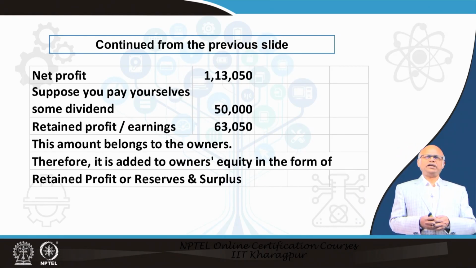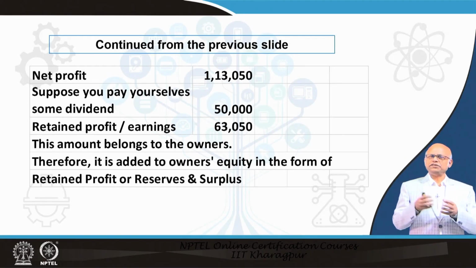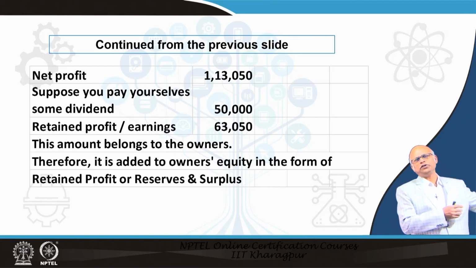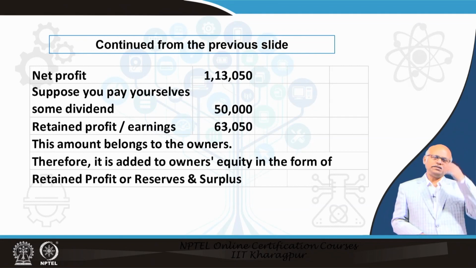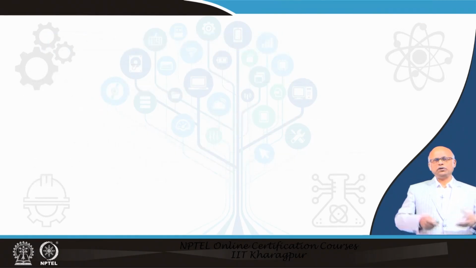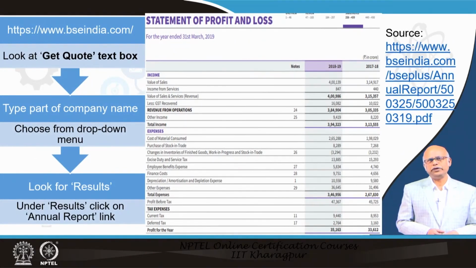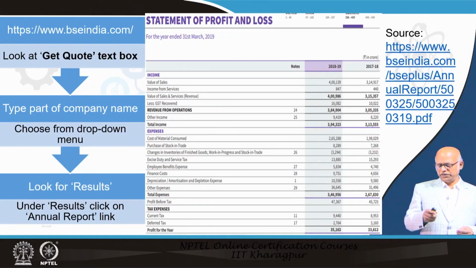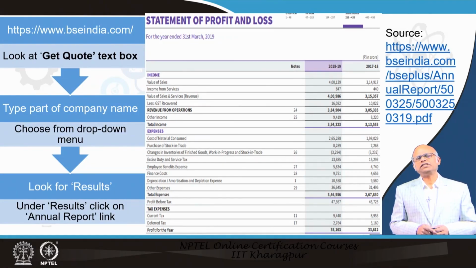So, you decide that okay, let me take 50,000 rupees as dividend. So, this money goes out of the business to your personal account and 63,550 goes to the balance sheet and gets added up to the reserves and surplus. So, reserves and surplus keeps on adding this way, and here is a sample profit loss account statement.